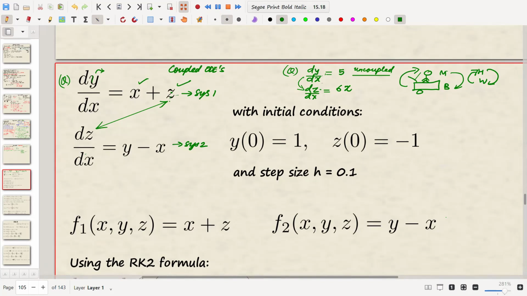Does system 2 depend on system 1? Yes. System 2 depends on Y, and Y is varying. So therefore system 2 also depends on system 1. Can you understand why this is a coupled system?